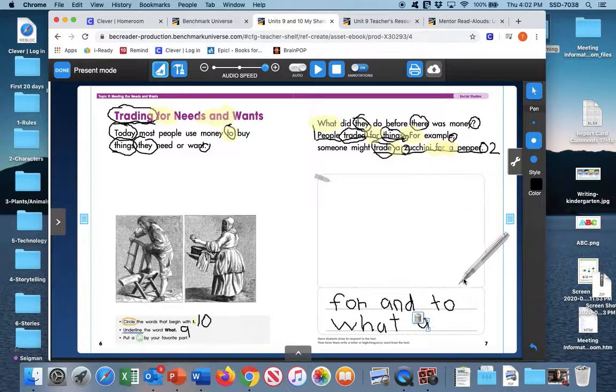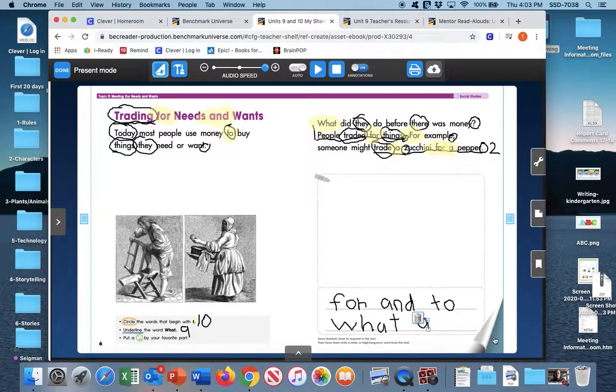And that concludes our shared reading lesson for today. If you want, you may go ahead and draw a picture and color it if you would like.